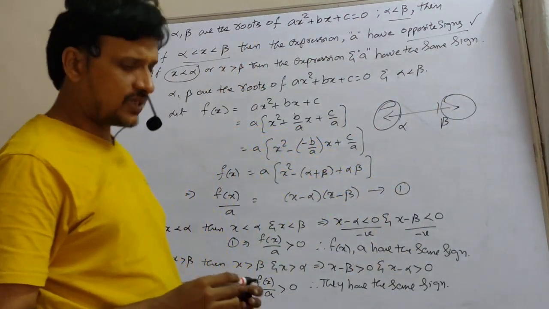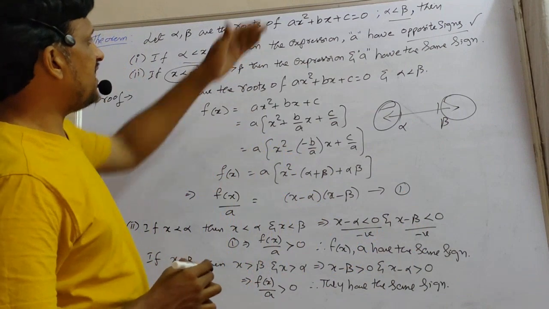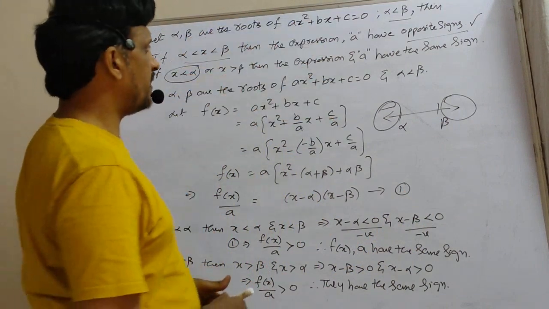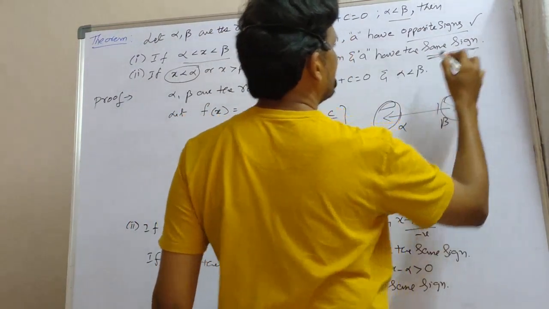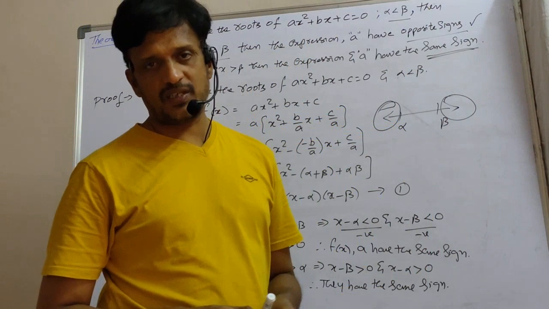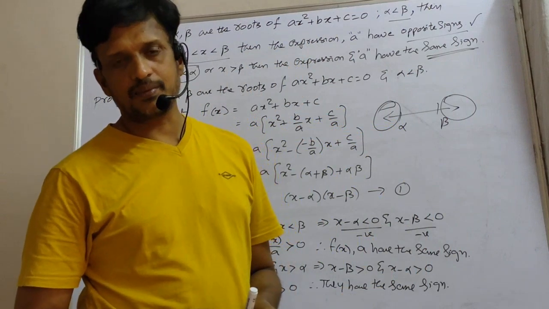Here x doesn't lie in between the roots alpha and beta. Then if a is positive, the expression is positive. If a is negative, the expression is negative, because they have the same sign. So that is called the change in the sign of the expression. Very important concept.